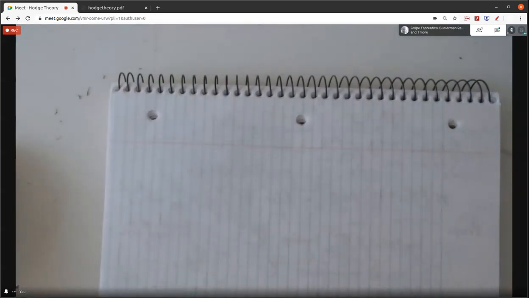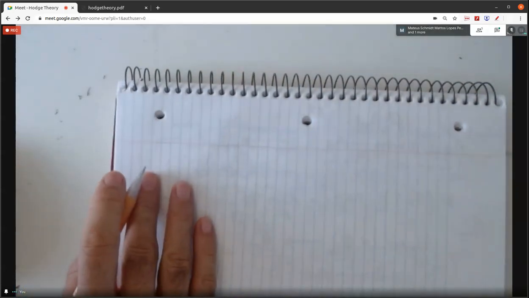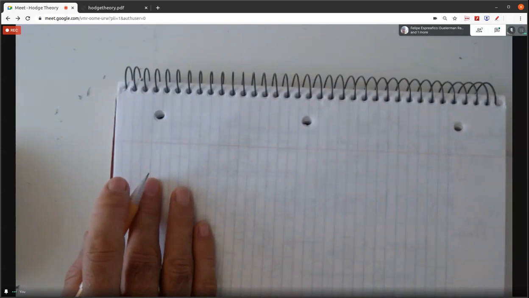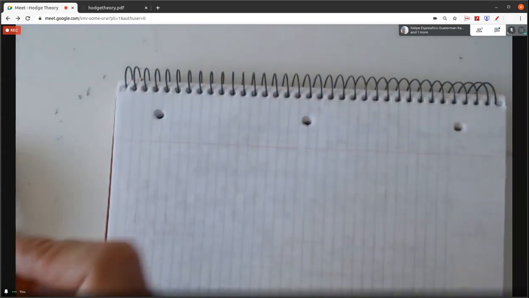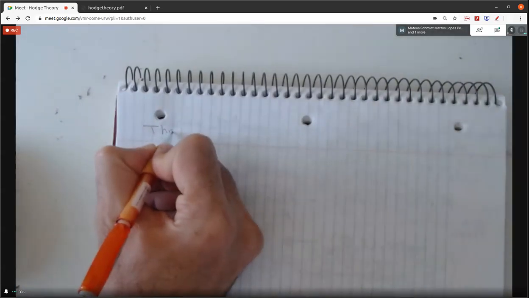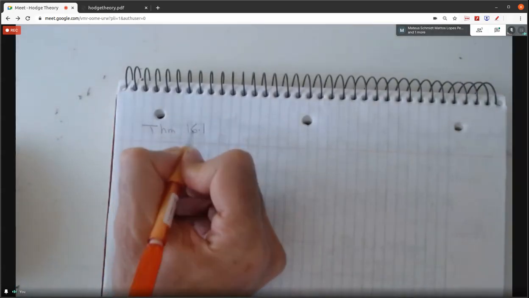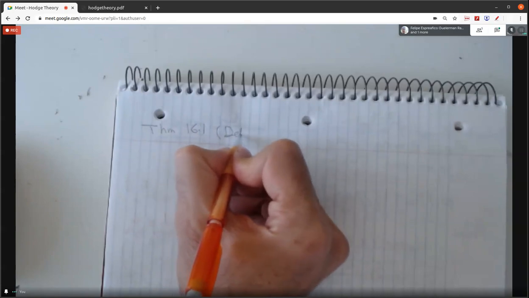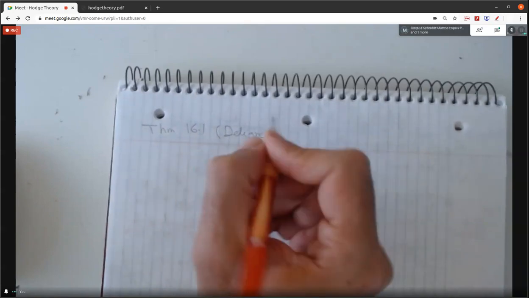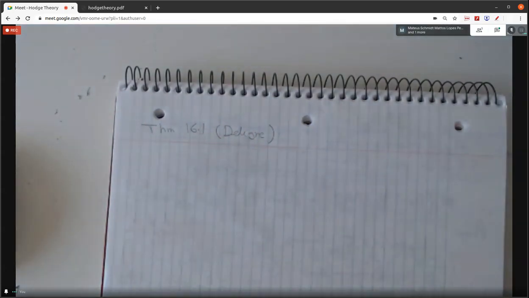Okay, so let me see which lecture I mentioned de Rham. So remember, let's say this is theorem 61 in my book, that actually it is due to Deligne.